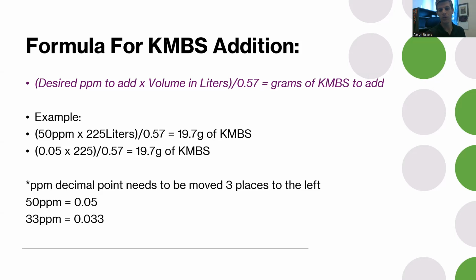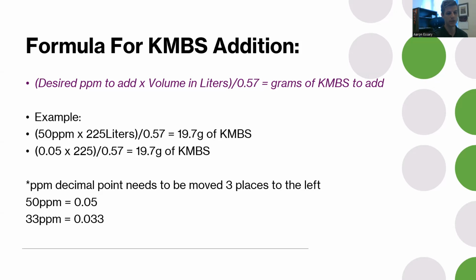But here in purple is your formula for potassium metabisulfite, specifically. You have your desired ppm multiplied by your volume in liters, and you have to convert to liters. Don't use gallons, use liters. So desired ppm multiplied by your volume in liters divided by 0.75 will give you the grams of potassium metabisulfite to add.